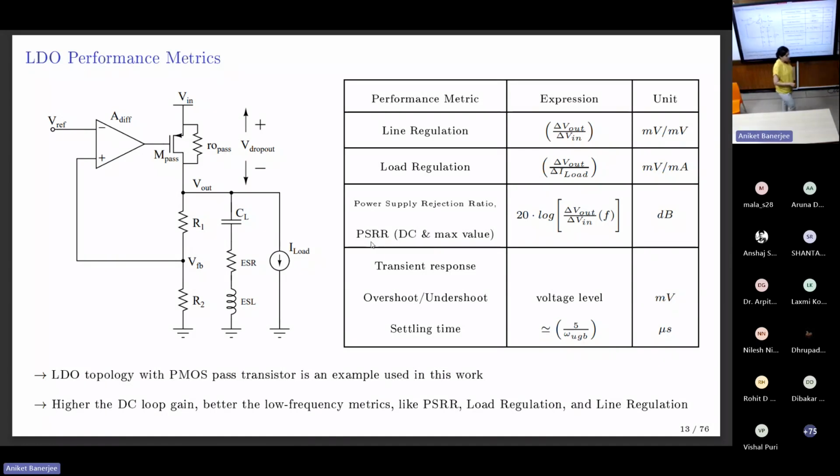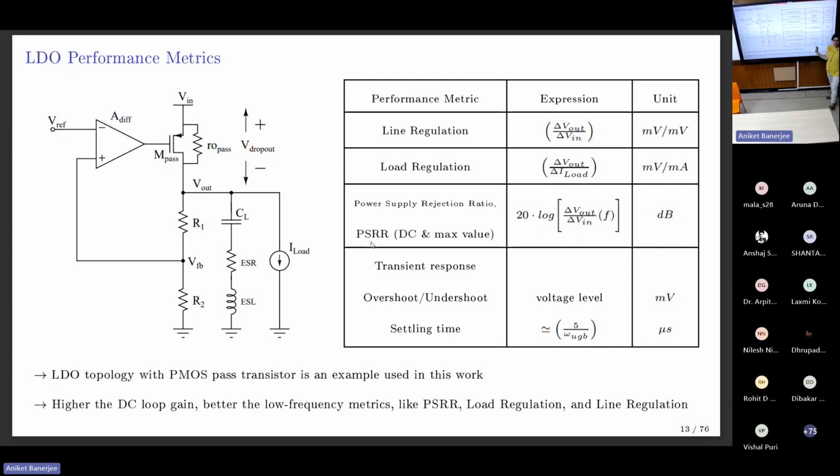The summary of all this is whatever the aggressors be, supply, load, temperature, whatnot, just keep the output voltage constant, with as little spread as possible. That's the goal of an LDO. So all the performance metrics are based on that thinking. Line regulation is a steady state metric, which means if my supply is changing gradually, how is the output voltage changing? So delta VOUT by delta VIN.